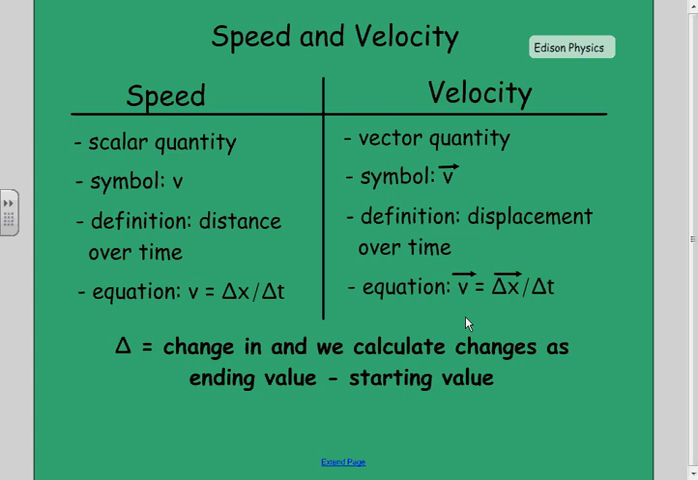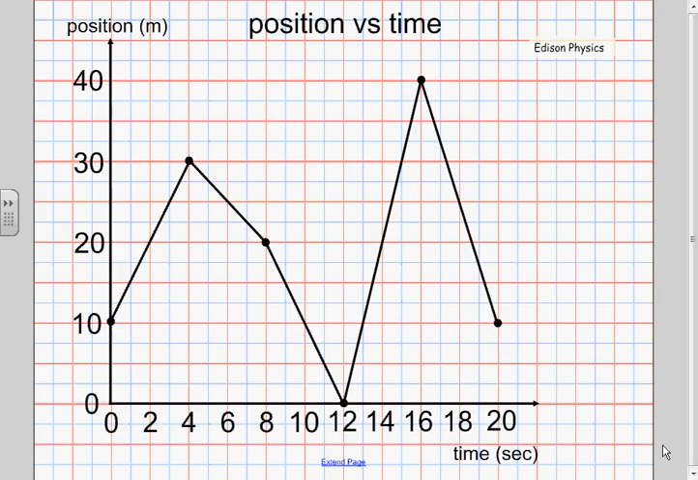So that, in a nutshell, is what speed and velocity are. Now, how do we get the information that we need to calculate these things? Well, quite often we're going to have graphs to look at. So here's an example of a position and time graph.